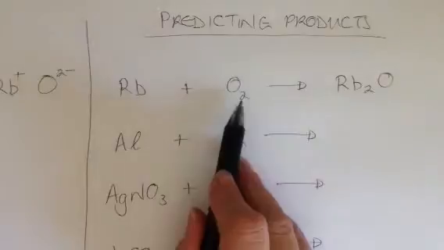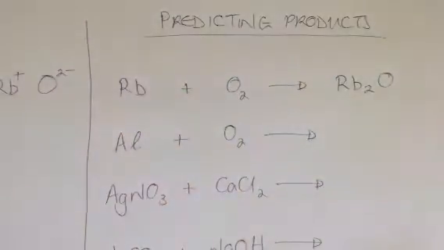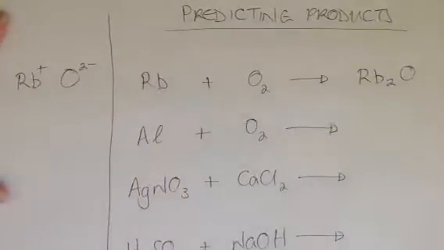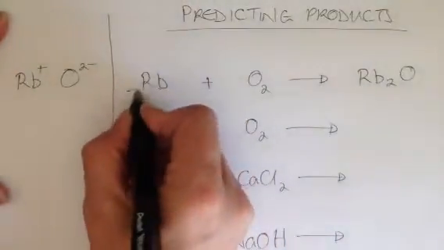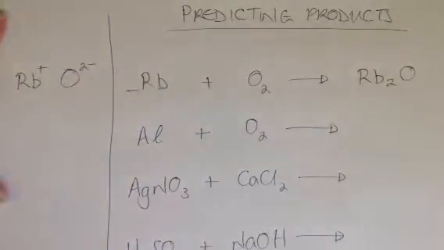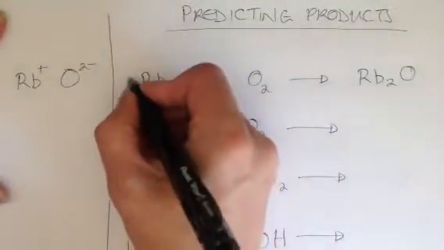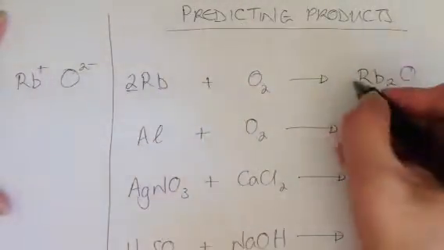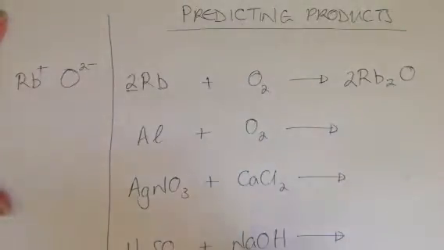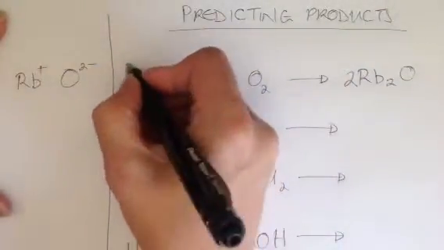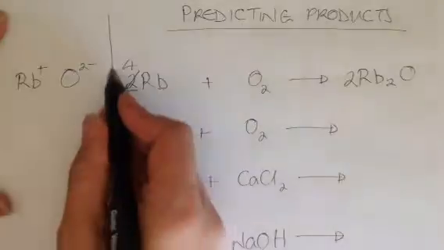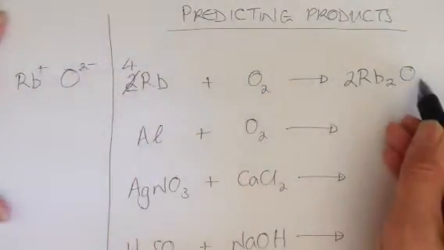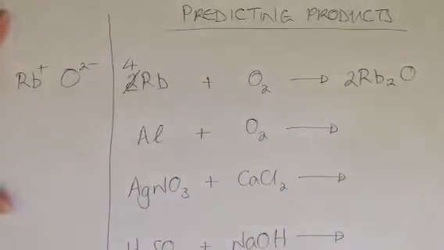Okay, so you do not just carry subscripts from the left to the right. You never balance an equation with subscripts. You balance an equation with coefficients. And remember, coefficients are numbers that we write in front of the formulas. So we have 2 rubidiums on this side, so we need to put a 2 here. We've got 2 oxygens on this side, so we'd need to put a 2 here. This then gives us 4 rubidiums, so go ahead and change that to a 4. So now we have 4 rubidiums, 2 oxygens, 4 rubidiums, 2 oxygens, so it's balanced.